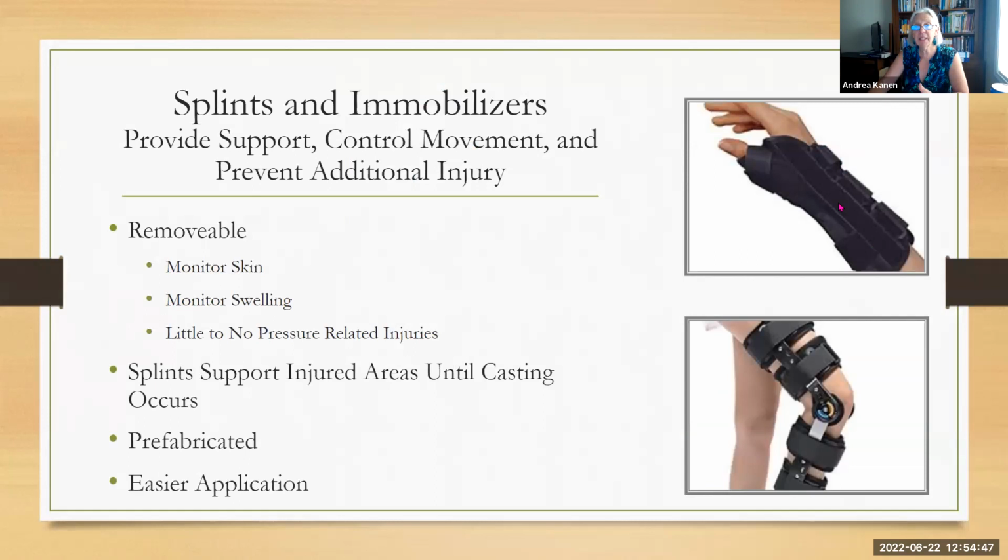All right, splints. Again, anytime we are putting anything on somebody, we need to make sure that we've got good circulation and good skin integrity. This may be something you do temporarily until we get to the real fix, or this might be all that's needed. That's going to vary from person to person and injury to injury.